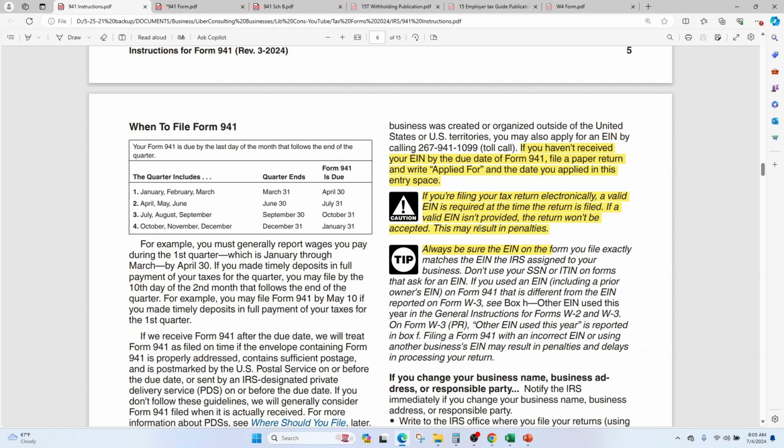So, if you are required to use an EIN number on a form, you need to use the EIN. So don't use your Social Security number or ITIN on a form that asks for an EIN. If you are a sole proprietor and you have employees and you do not have an EIN number for your business, it might be a good idea to apply for an EIN number for your business before Form 941 is due for the quarter.